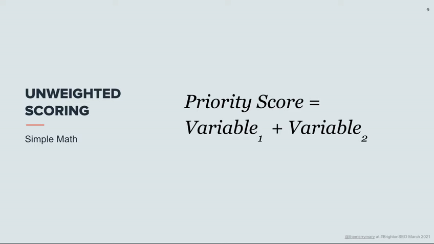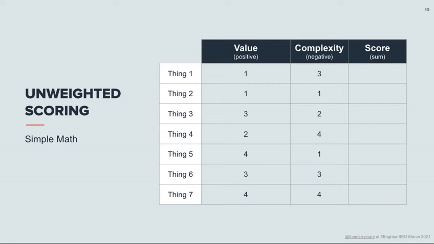The unweighted score has a priority score formula that is literally just adding up the variables. So variable 1 plus variable 2. In this case, we're going to be using the same exact variables, value and complexity. Complexity is going to have a negative score because it's a bad thing. So it's going to be value minus complexity.